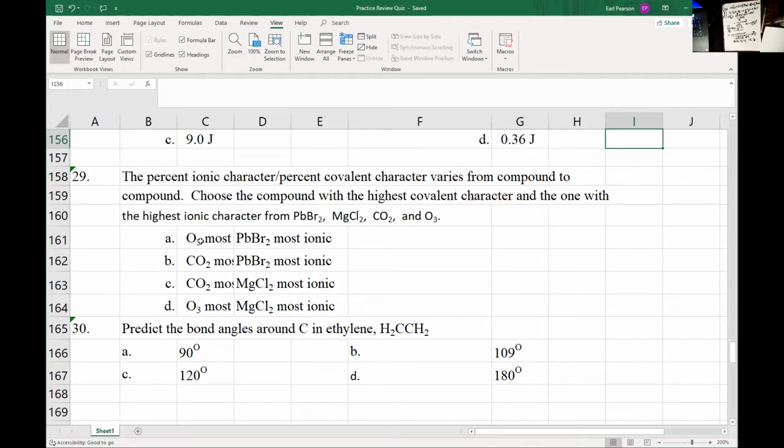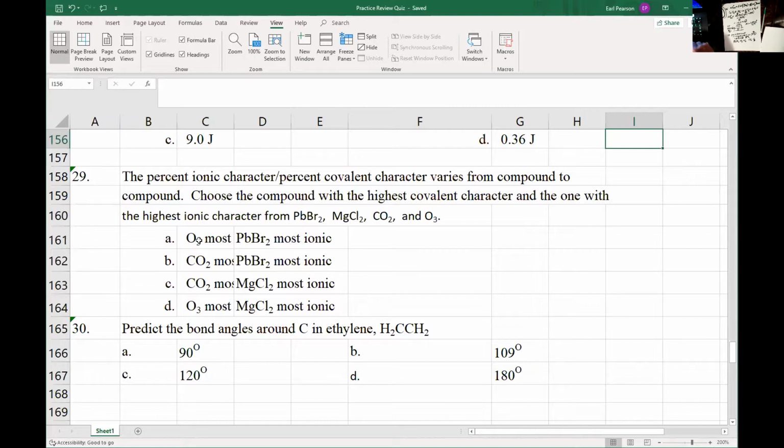Now, if I'm looking at ionic character in a molecule or compound, I'm looking at the difference in electronegativities between the atoms that make it up. And the bigger that difference, the more ionic it is. The smaller that difference, the more covalent it is.